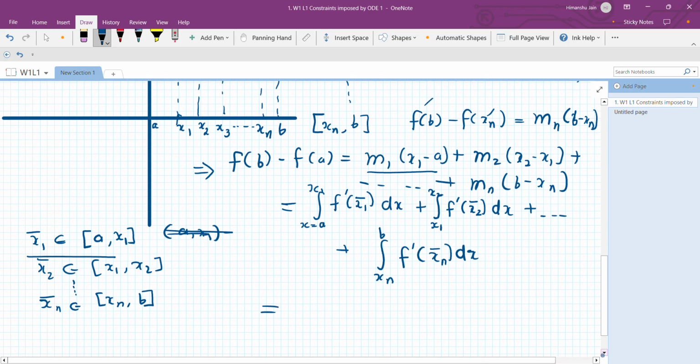But now I can write the above summation as the integral from x equal to a to b, because the first term is the integral running from a to x1, next x1 to x2, next term would be x2 to x3, and last is xn to b. So if we add them, then by the property of integral it will just become the integral from x equal to a to b of f dash x dx. So again we get f(b) minus f(a) is equal to the integral of f dash x dx.